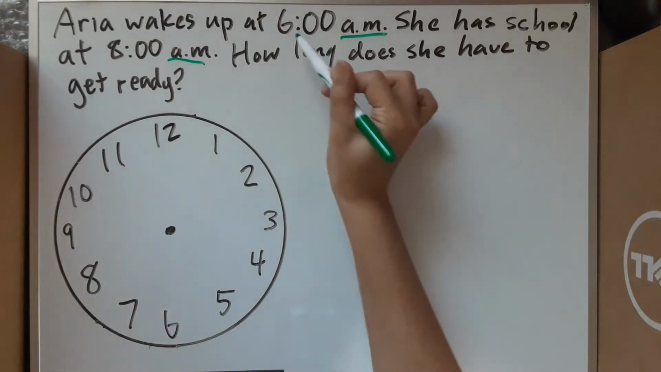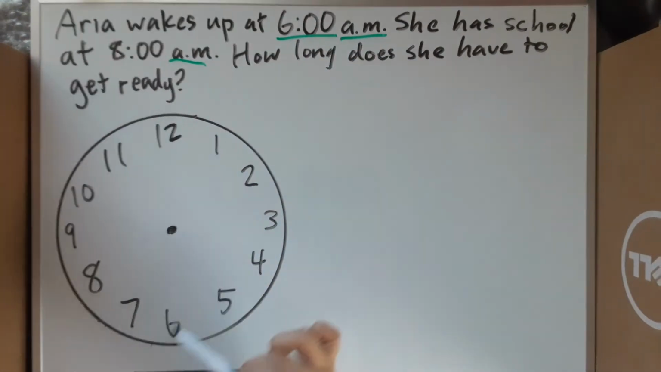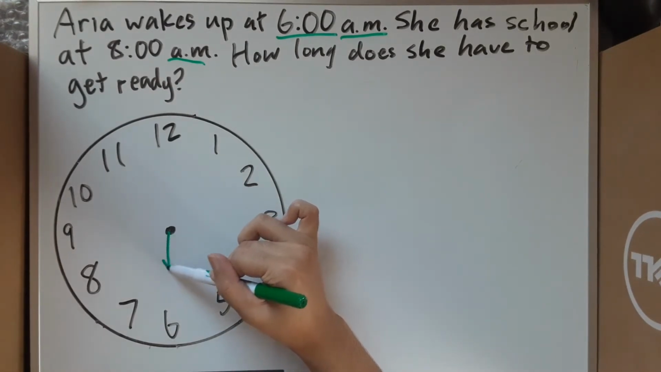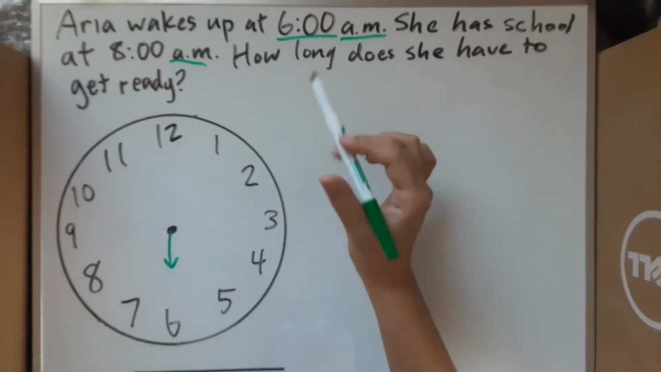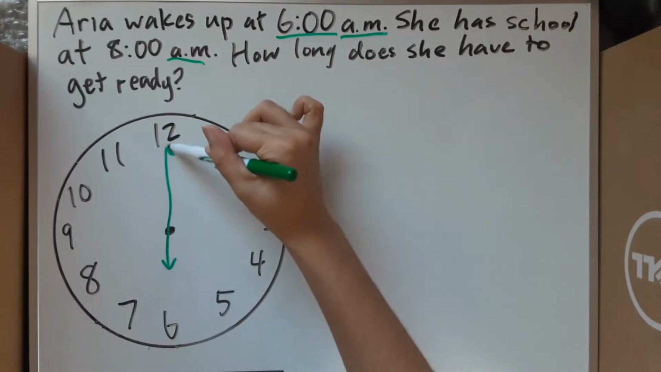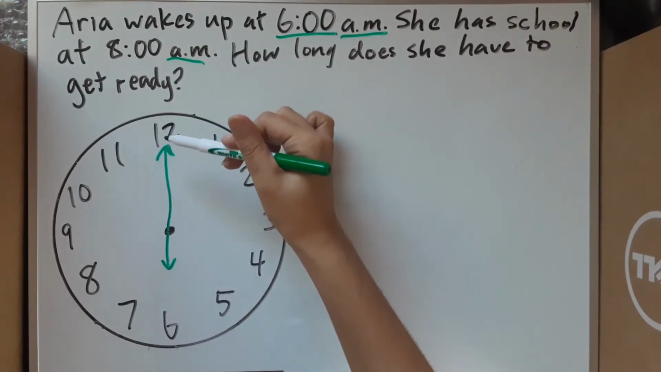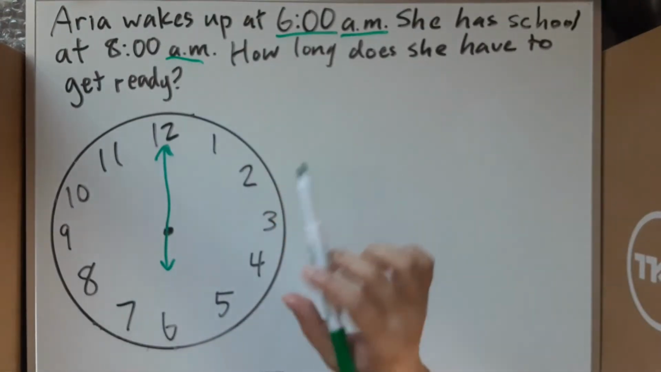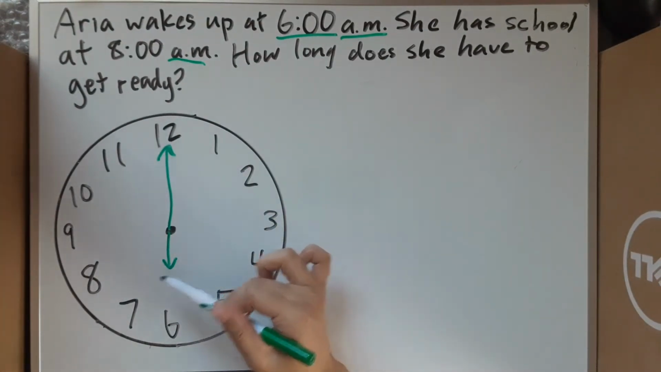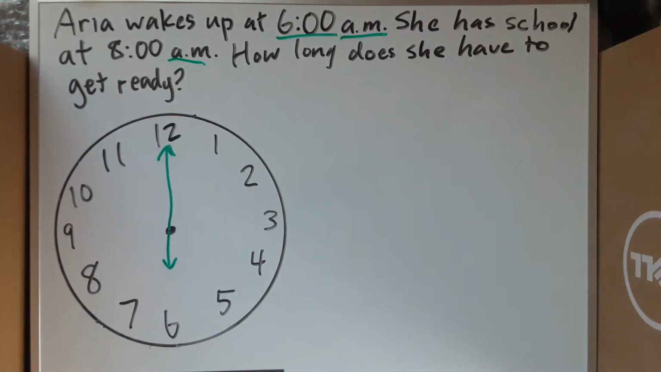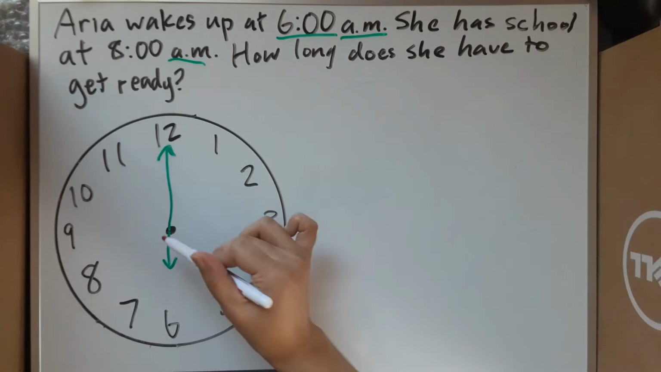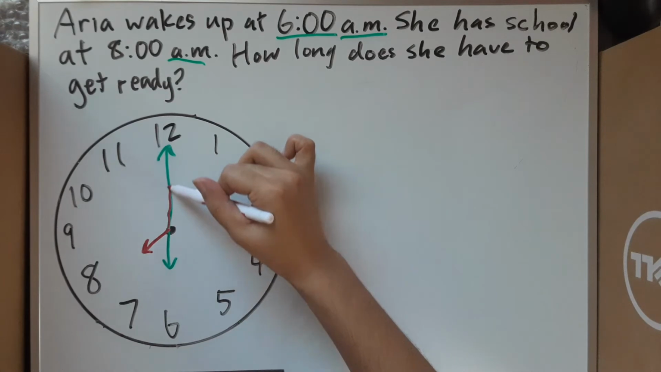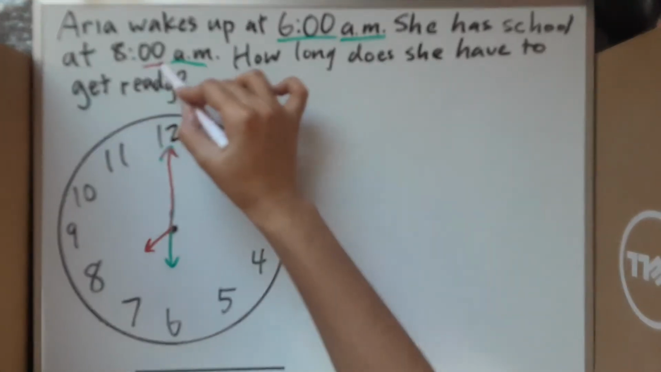So, Arya wakes up at 6 o'clock a.m. Let's draw that on our clock. We have the shorthand pointing to the hour, which is 6, and the longhand pointing to the minutes at 12, because we know 12 can stand for 0. She has school at 8 a.m. So, we want to get from 6 to 8. The shorthand would move to the 8, and the longhand would stay the same, because they both are 0, 0.